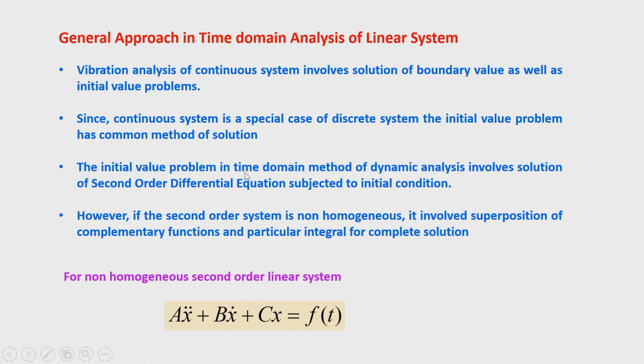The initial value problem in the time domain method of dynamic analysis involves solution of a second order differential equation subjected to initial conditions. However, if the second order system is non-homogeneous, then in the absence of exciting force or driving force, the system equation is homogeneous. You can see here a differential equation written with constant coefficients a, b, c for our purpose, but it may also have coefficients variable in space.